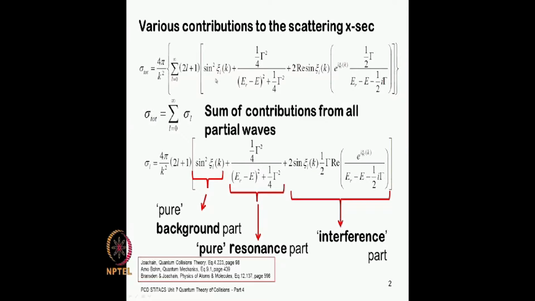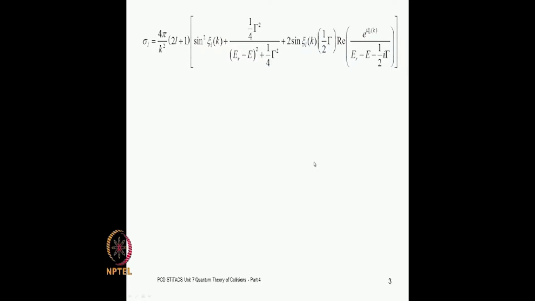So this is the total cross-section, and we found that it had three terms, one coming from the background alone, one coming from the resonance part, and a third part which came from the interference between the background and the resonance part, right? So these are the three terms. And then we have such terms for each partial wave, L going from 0 through infinity, and the expression for the Lth partial wave cross section is now written in terms of these three parts, right? So let us look at this expression now.